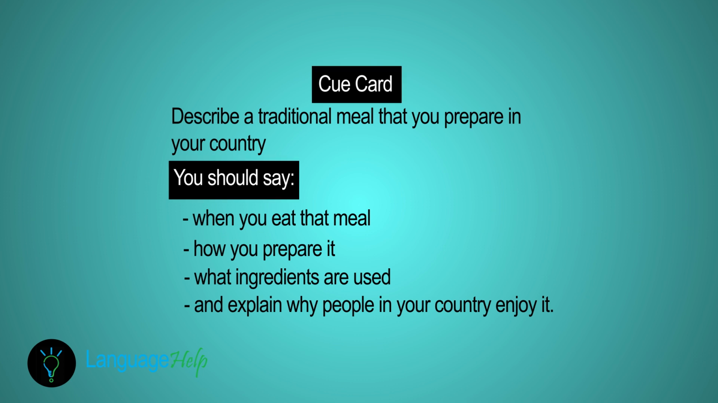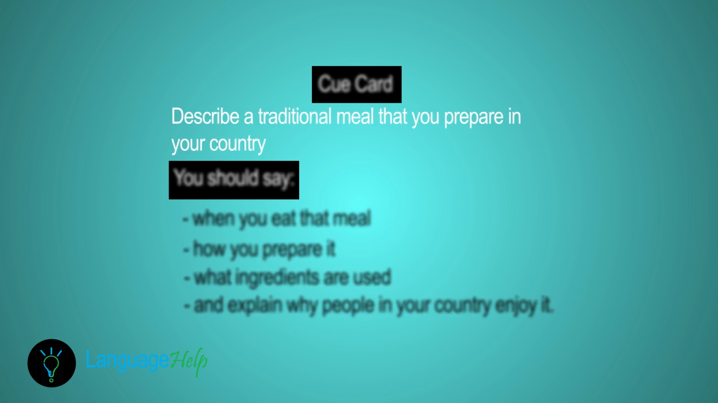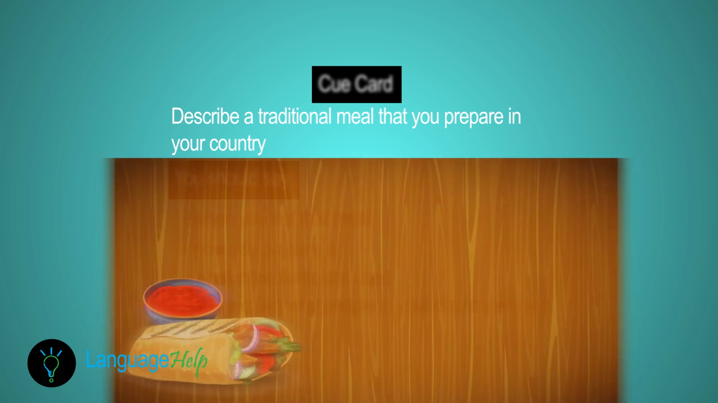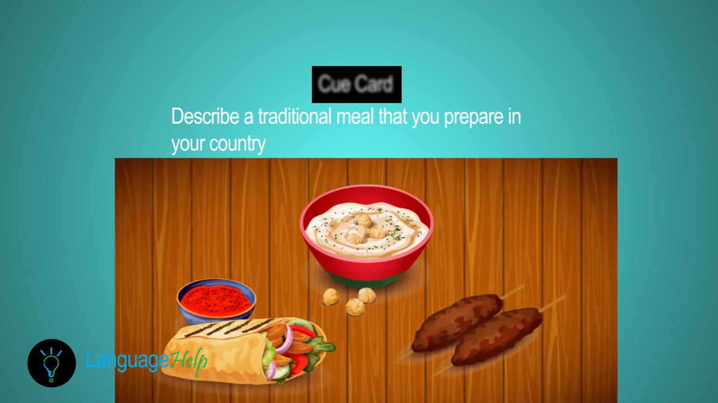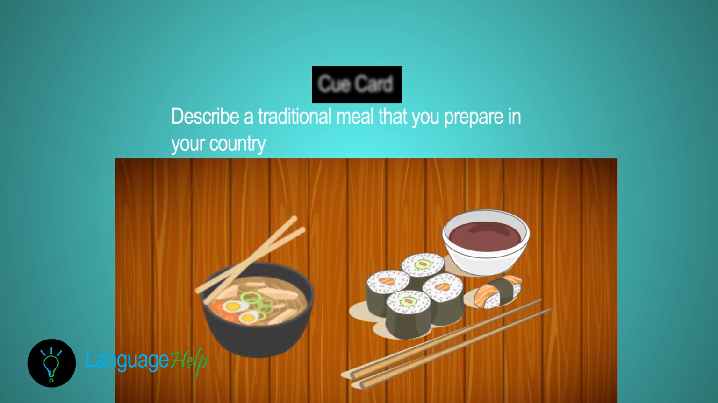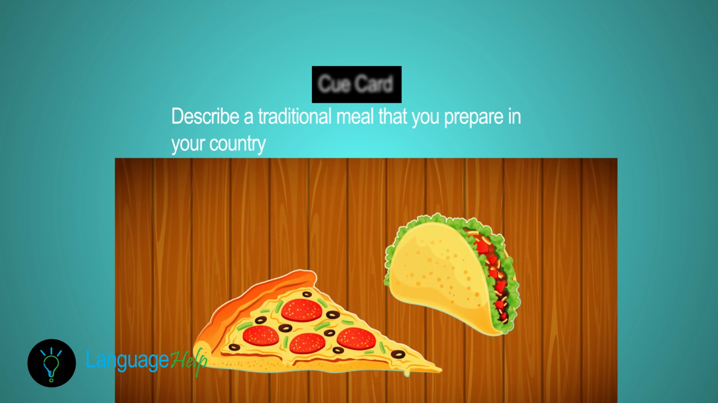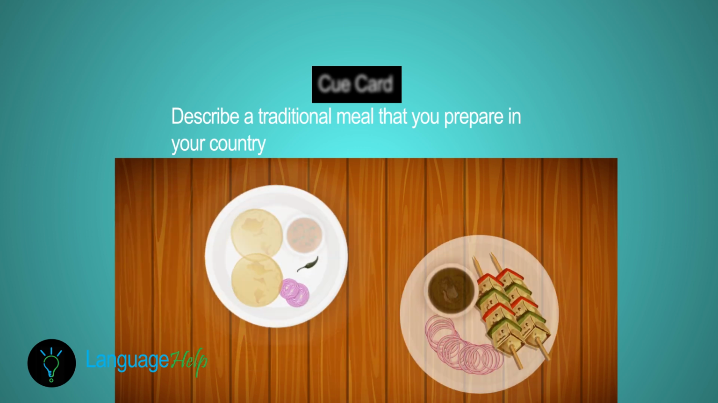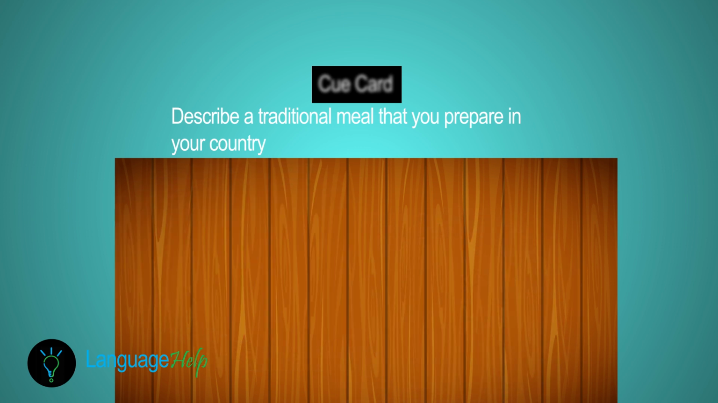In today's example, the cue card question is to describe a traditional meal that you prepare in your country. Well, to answer this question, you have to think of food. Personally, when I think of food, my mind takes me on a journey between countries. So there's the Mediterranean cuisine with its shawarma, kebab, and hummus, and its desserts such as baklava and rolled knafe. I also think of Japan's ramen and sushi, maybe sizzling pizza and Mexican tacos, chole and paneer tikka from India.